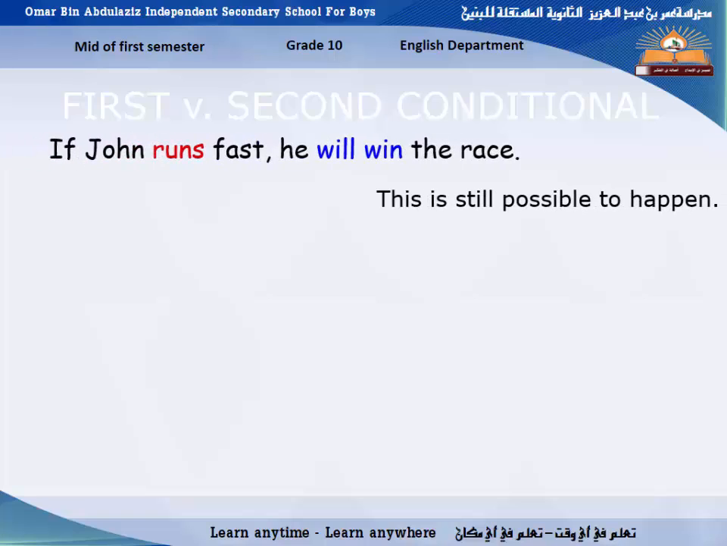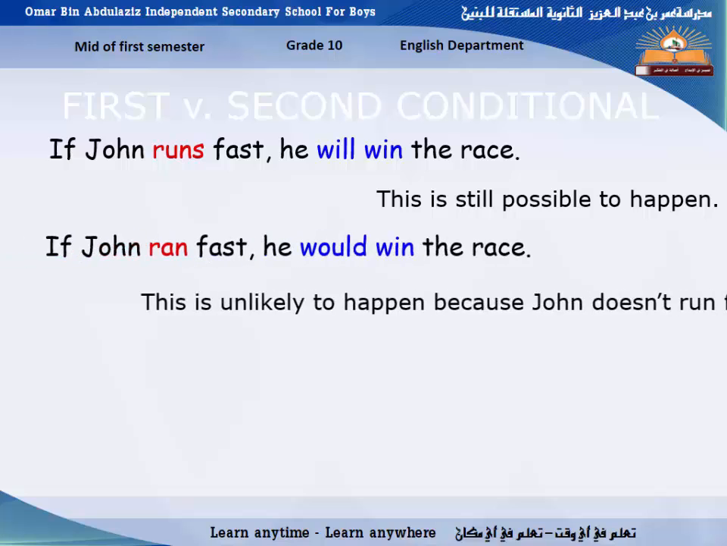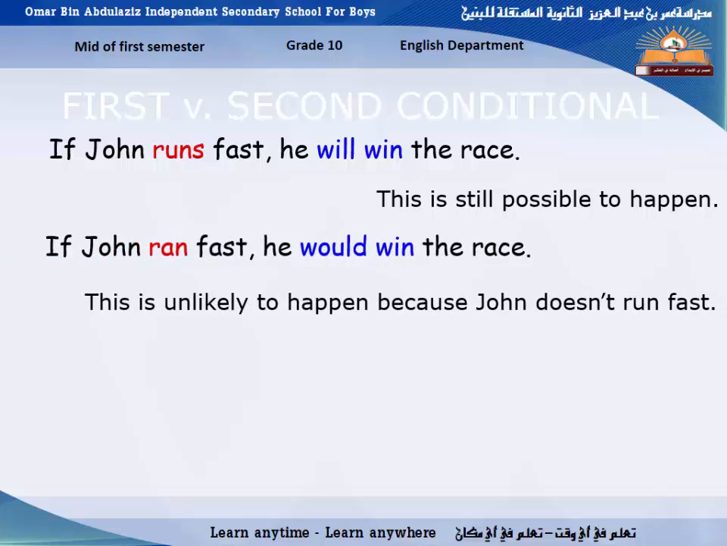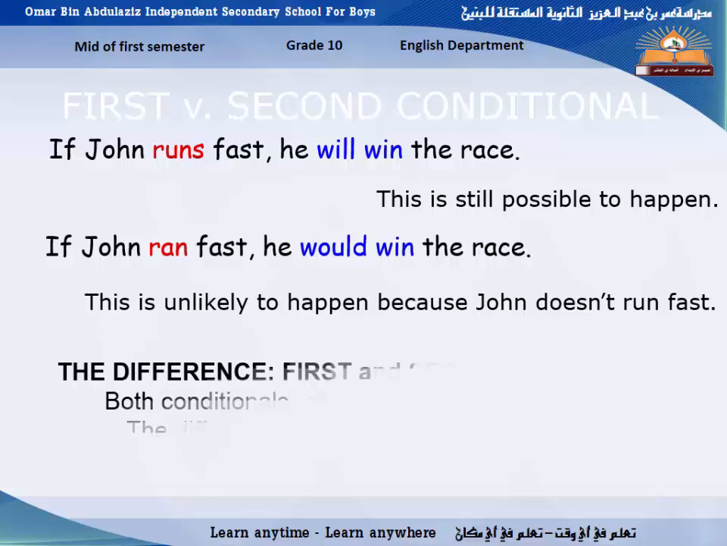First conditional versus second conditional. If John runs fast, he will win the race. This is still possible to happen. If John ran fast, he would win the race. This is unlikely to happen because John doesn't run fast.